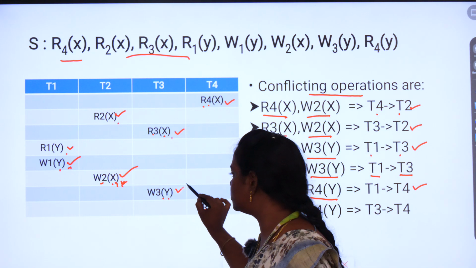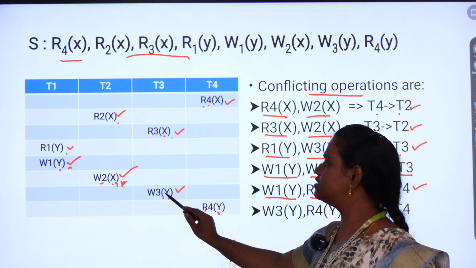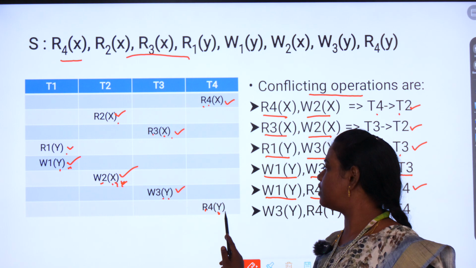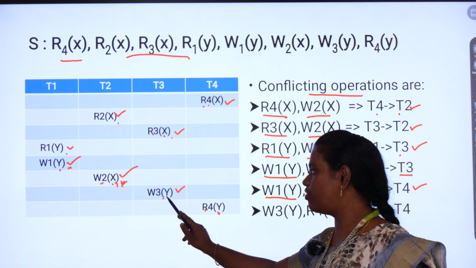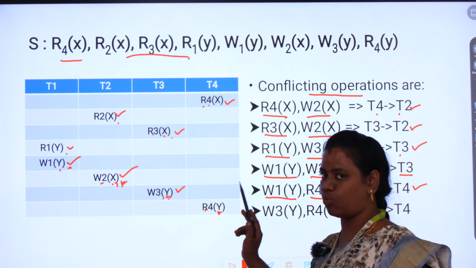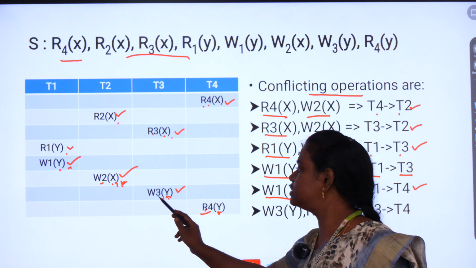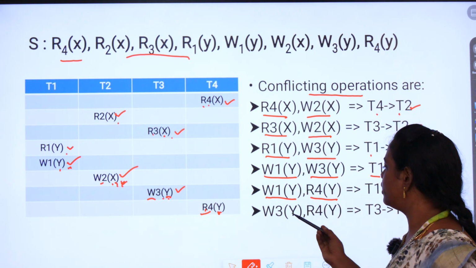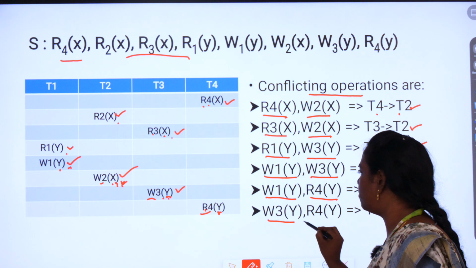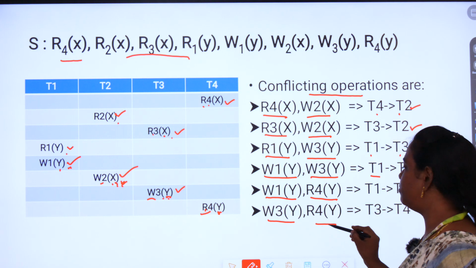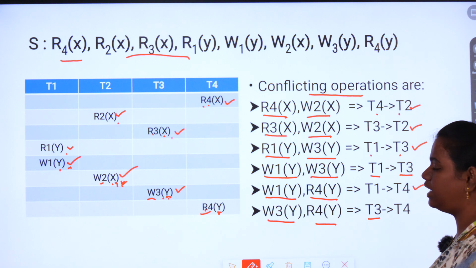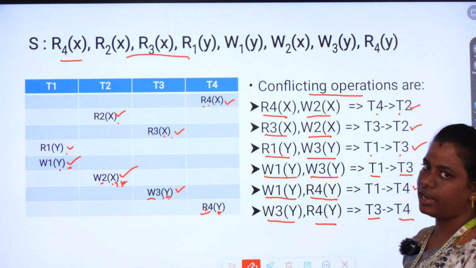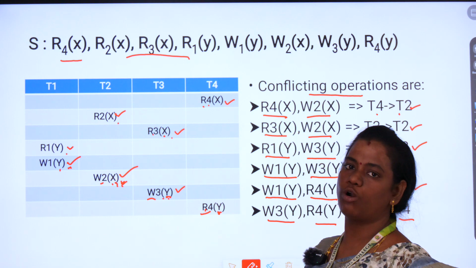So next come to the next operation, this is W3 of y. So W3 of y I am going to compare with R4 of y. Both are performing operations on the same data, that is y. Here one is a read operation, another one is a write operation, so definitely there is a conflict. So the next conflicting operation is W3 of y, R4 of y. That means after executing T3, then only T4 will be executed. Okay, now we have listed out all the conflicting operations.